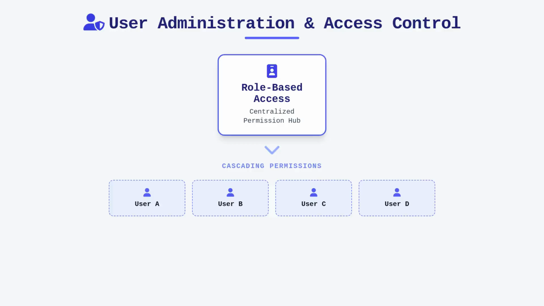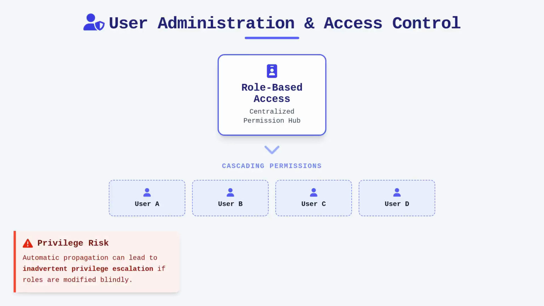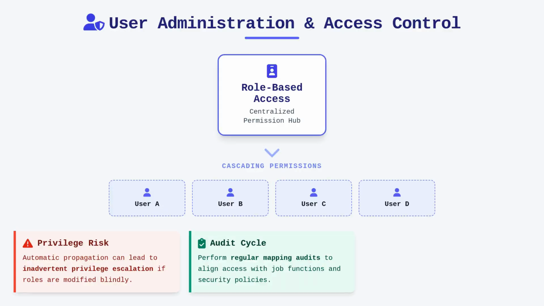This design choice is intended to simplify maintenance, yet it introduces the risk of inadvertent privilege escalation if a role is modified without considering the impact on all attached users. It is therefore critical to perform regular audits of the mapping between users and roles to ensure that access remains aligned with current job functions and internal security policies.